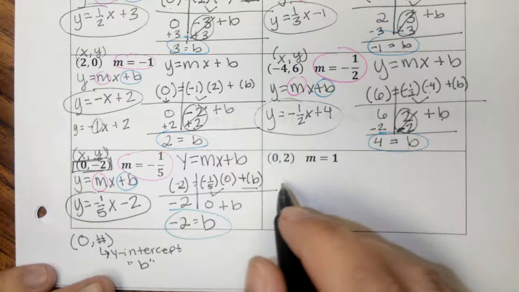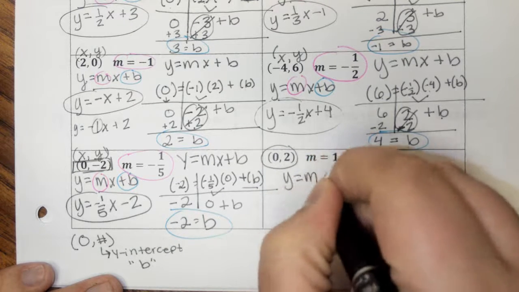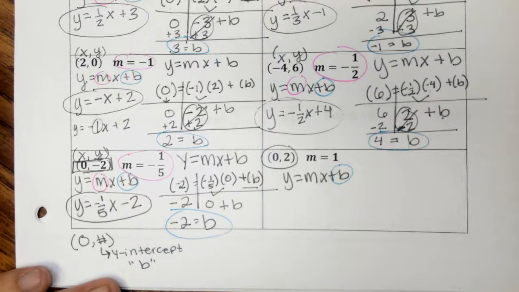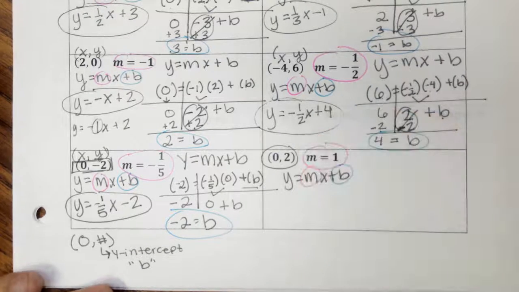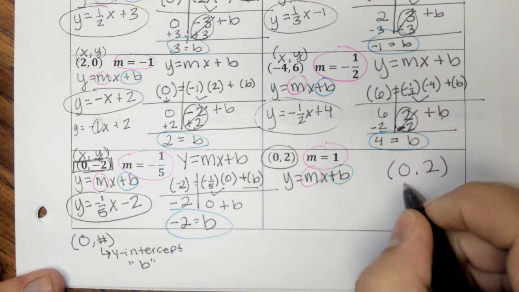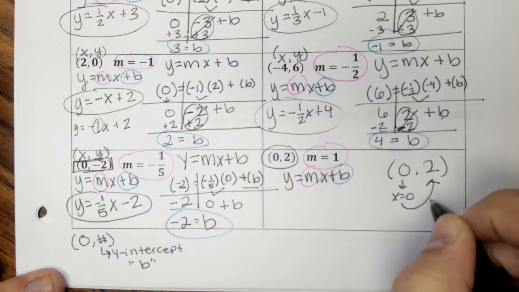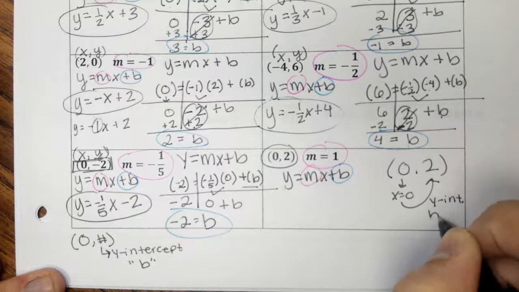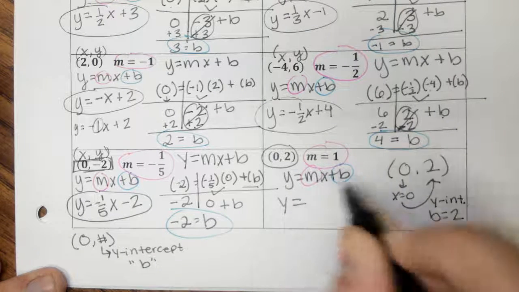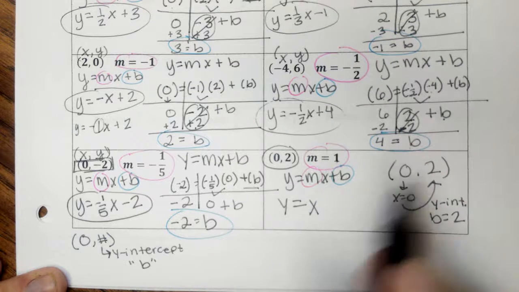Looking at the very last example, my goal is to write y equals mx plus b, replacing b with the y-intercept, and replacing m with the slope. Well, you know that the ordered pair 0, 2 has to be the y-intercept because x is 0. Because x is 0, that means 2 is the y-intercept, or b equals 2. So you can rewrite the equation, y equals, instead of 1x, I'm just going to write x, and instead of plus b, I write plus 2.